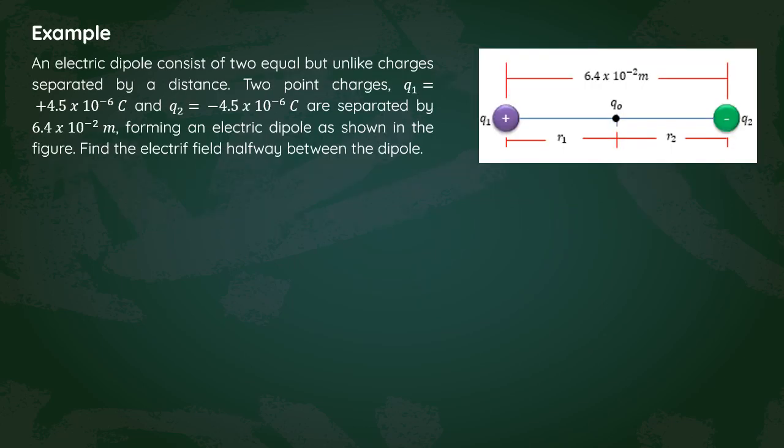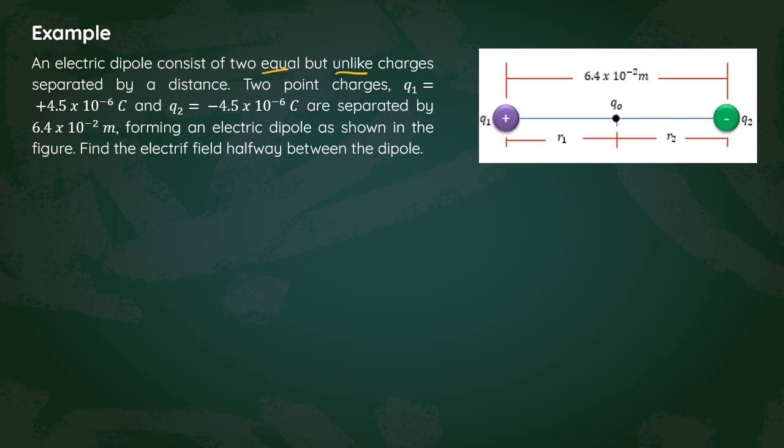So let's have here an example. An electric dipole consists of two equal but unlike charges separated by a distance of, as you can see here, 6.4 times 10 raised to negative 12 meters. Two point charges, Q1 is positive 4.5 times 10 raised to negative 6, and Q2 is, as mentioned, equal but unlike, so it's negative 4.5 times 10 raised to negative 6 coulombs, which are separated at a distance of 6.4 times 10 raised to negative 2 meters, forming an electric dipole as shown in this figure.